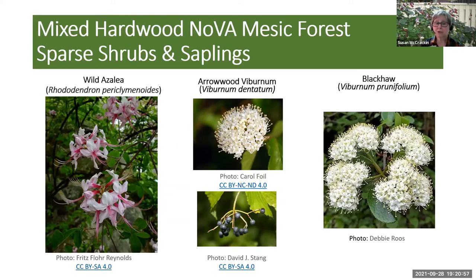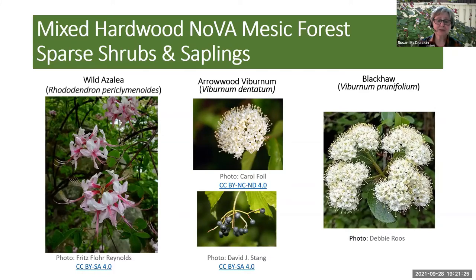The arrowwood viburnum, we do have a lot of viburnums in the mesic forest. It can grow about 5 to 10 feet. And as you can see, this plant has really beautiful small white flowers that mature in these flat topped clusters. And these clusters can be up to 4 inches wide. It has bluish black drupes, and they mature in the summer and early fall.